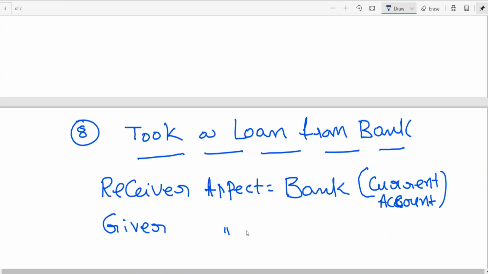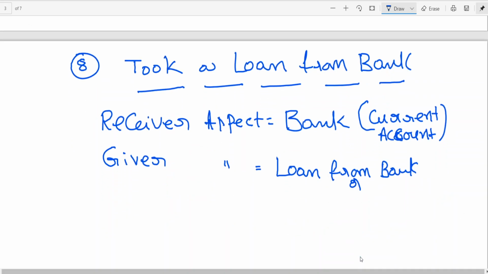Giver aspect here also. Now, the giver is also the bank, but we will be using the prefix loan from bank, or we can use the term bank loan. Loan from bank, or I can use the term bank loan. Clear to all of you? Okay, loan from bank. Only the prefix is loan from bank.